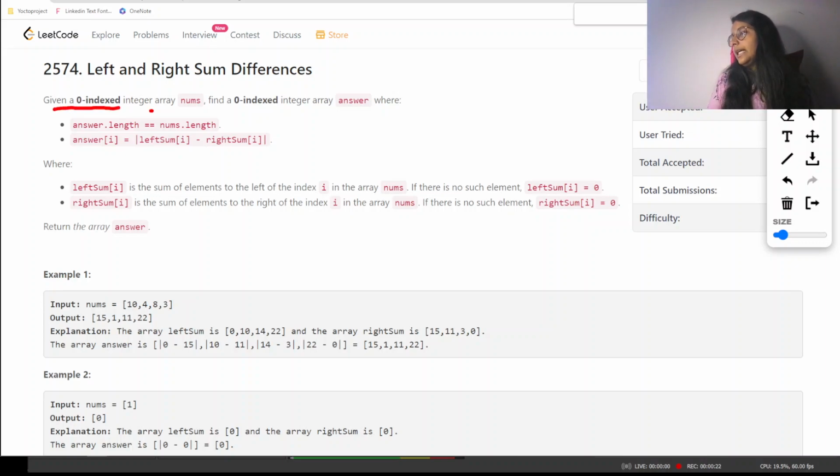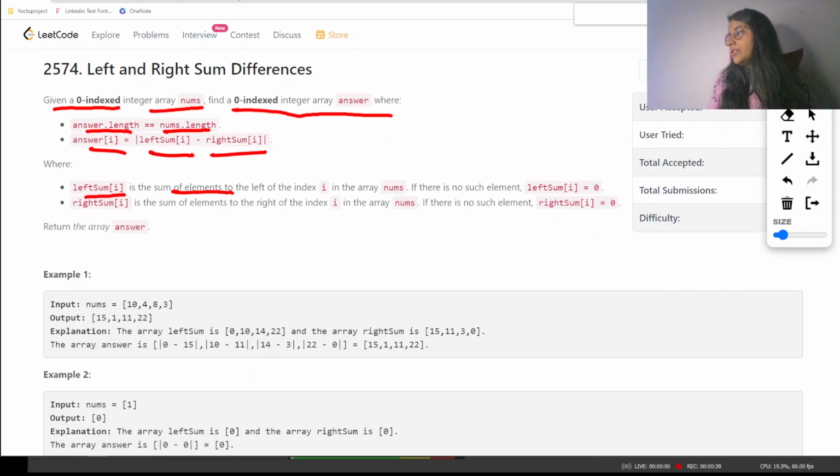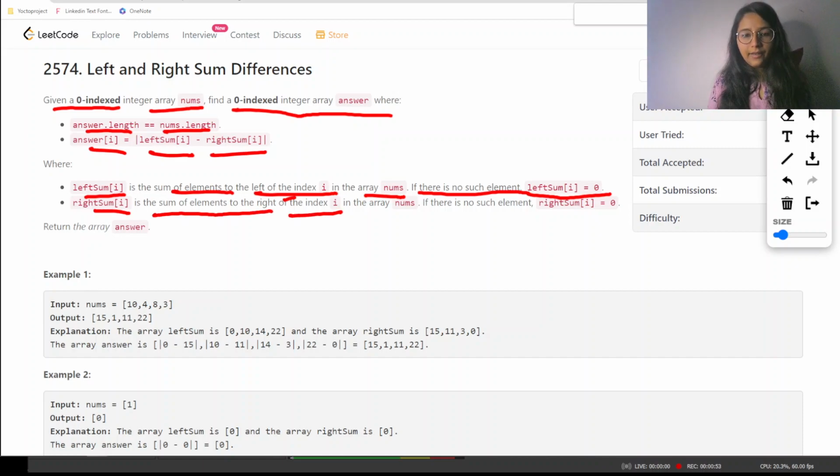Given a 0-indexed integer array nums, find a 0-indexed integer array answer, where answer.length equals nums.length, and answer[i] equals leftSum[i] minus rightSum[i], where leftSum[i] is the sum of elements to the left of the index i in the array nums, and if no such element exists, then leftSum[i] equals 0. And then comes the part for rightSum[i], the sum of elements to the right of the index i in the array nums. If there is no such element, then rightSum[i] equals 0. And then at the end, we are required to return our answer.